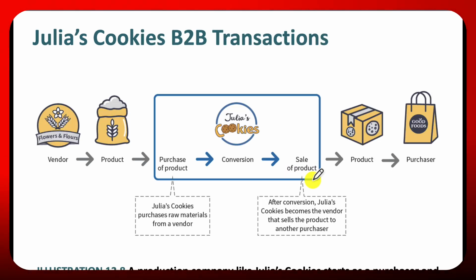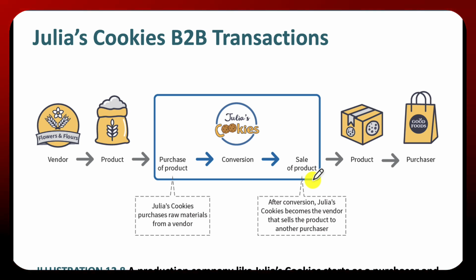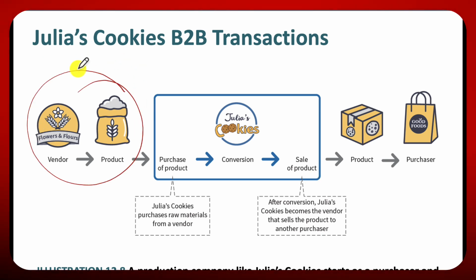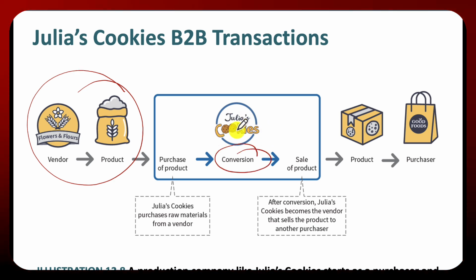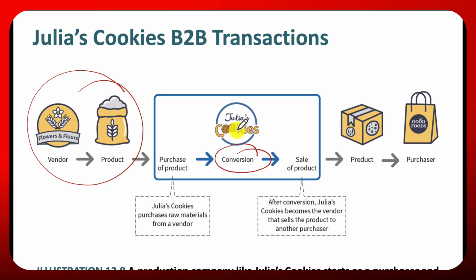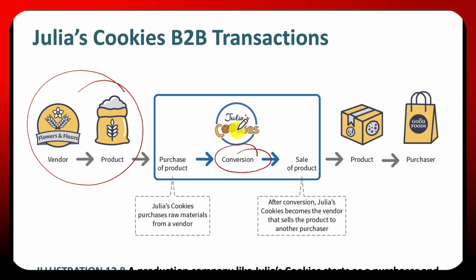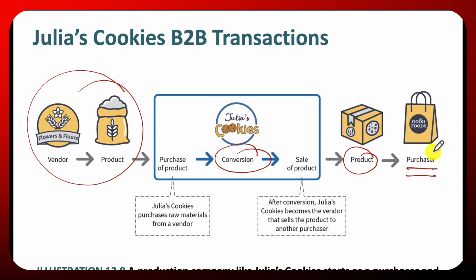Here we see our B2B transactions. So we have vendors for products, then we purchase these products as the company. We convert these products, usually conversion costs are direct labor and manufacturing overhead, into the product. Then we actually sell the product to the customer. In this case, it's another business.